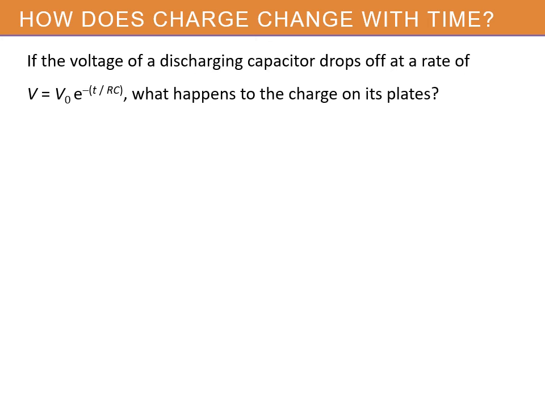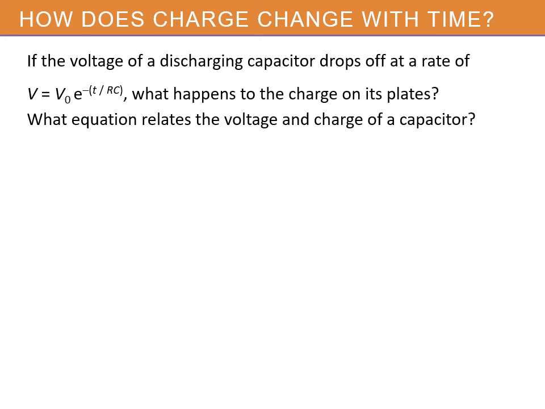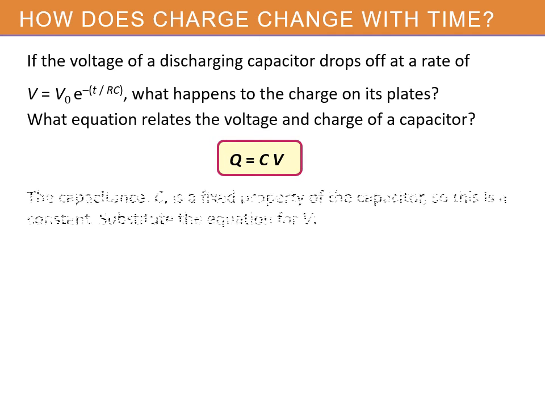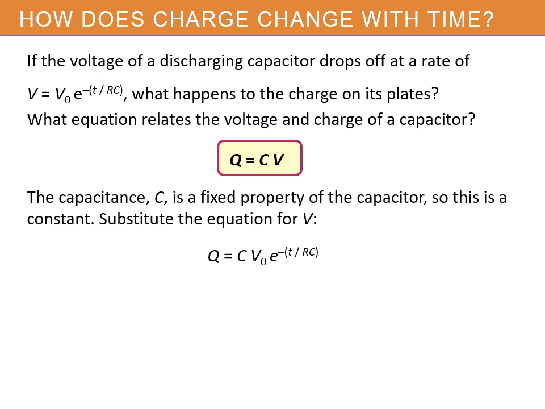Similarly, starting with these equations, the voltage of a discharging capacitor drops off as V equals V naught e to the power minus t over RC. What happens to the charge on its plate? What equation relates the voltage and charge of the capacitor? If you start from Q equals CV, and put in V equals V naught e to the power minus t over RC, you will get this equation.